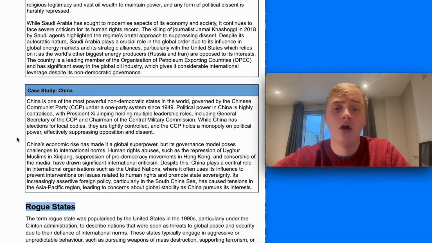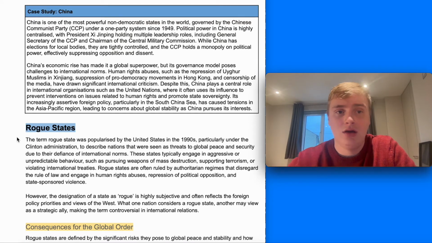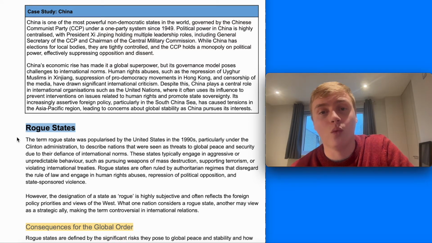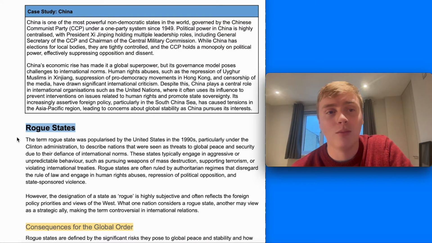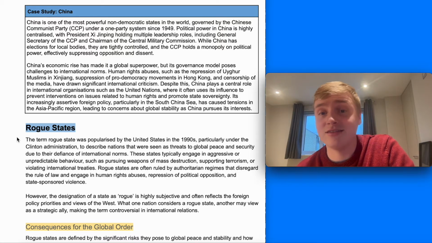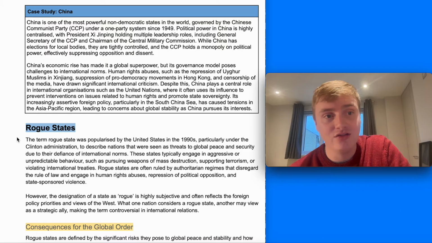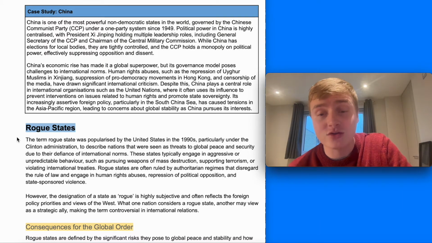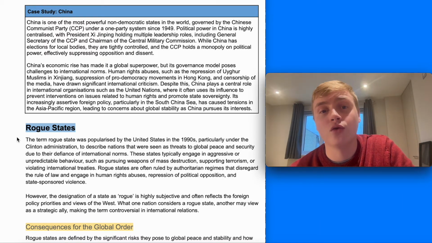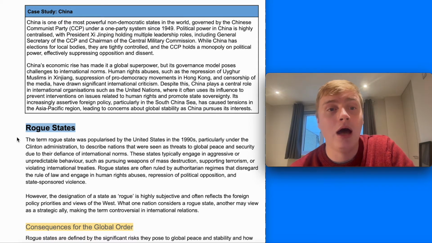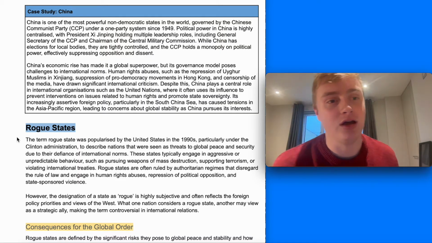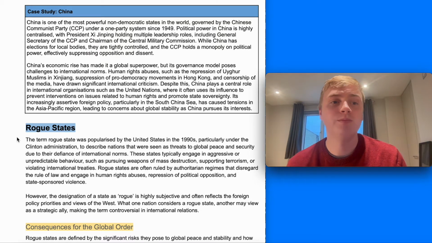Another key case study of a non-democratic state is China, which is the most powerful non-democratic state in the world, governed by the CCP, the Chinese Communist Party, under a one-party system since 1949. Power in China is highly centralized, with President Xi holding multiple leadership roles, including General Secretary of the Chinese Communist Party, so he's head of the party, Chairman of the Central Military Commission, so he's head of the People's Liberation Army, head of the military as well, and he's of course president of the bureaucracy and of China as a whole.